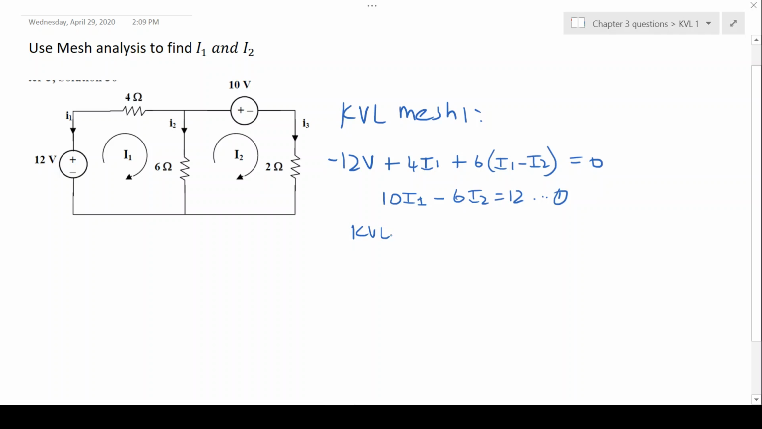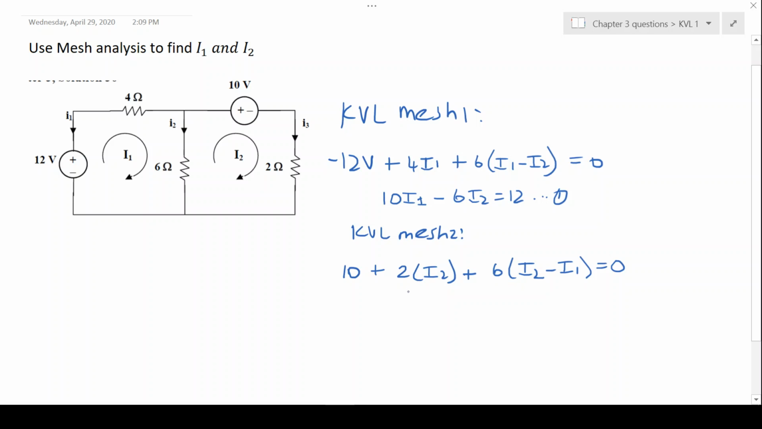If we then do a KVL in mesh 2, and we start on the 10 volts, we're going to say 10 plus 2 multiplied by I2 plus 6. This time it will be I2 minus I1, as I2 is now the reference current, and that will give us 0.